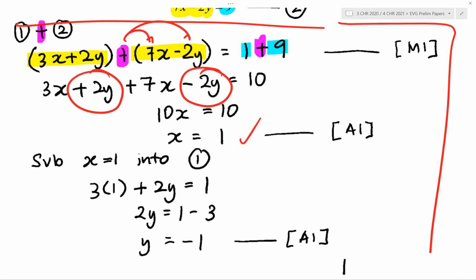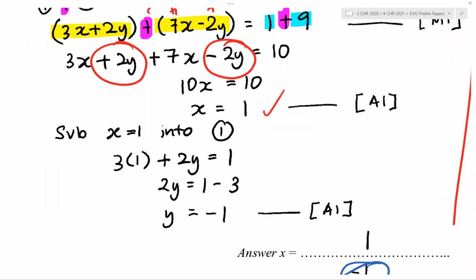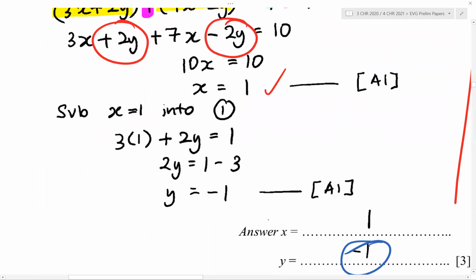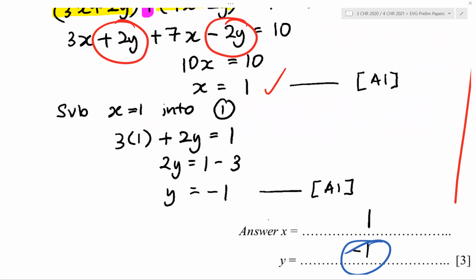If it is positive, positive, then you minus. Negative, negative, minus. Okay, you are correct. Opposite sign, just add. So with that, substitute, you get the other value of y, provided the coefficient is the same.